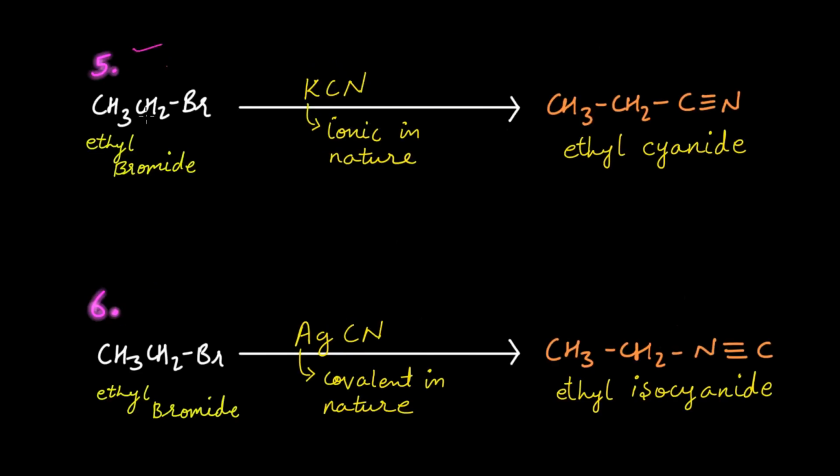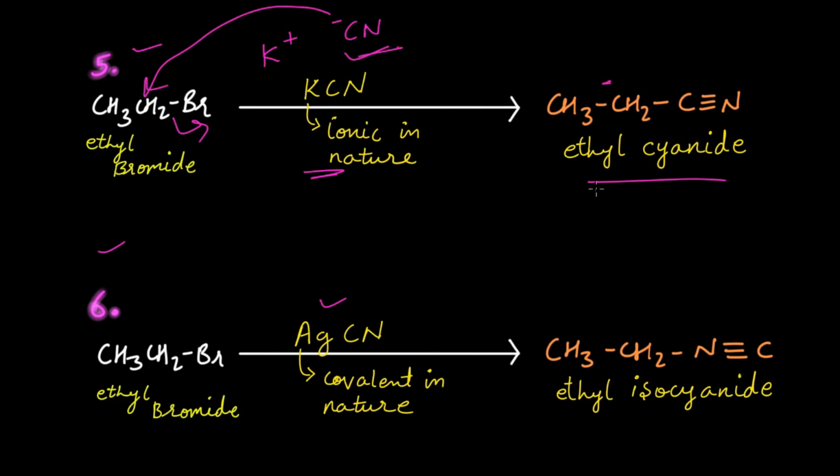Now again take a look at fifth and sixth reaction. In both the cases our reactant is the same, ethyl bromide. In first case we have KCN, and in second case we have AgCN. Now the products are different. KCN is ionic in nature. Since it is ionic in nature, it will preferably form K plus and CN minus, where negative charge will be present on carbon. So this carbon will attack the carbon attached to the halogen, and halogen will be removed, and you will get ethyl cyanide. So the bond is formed between the cyanide carbon and the carbon, right? So you will get ethyl cyanide.